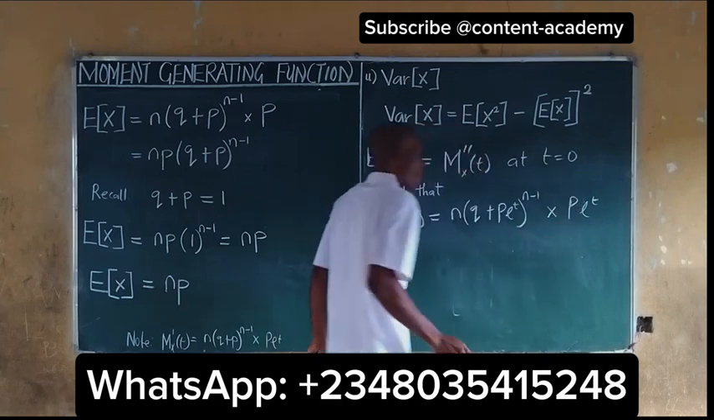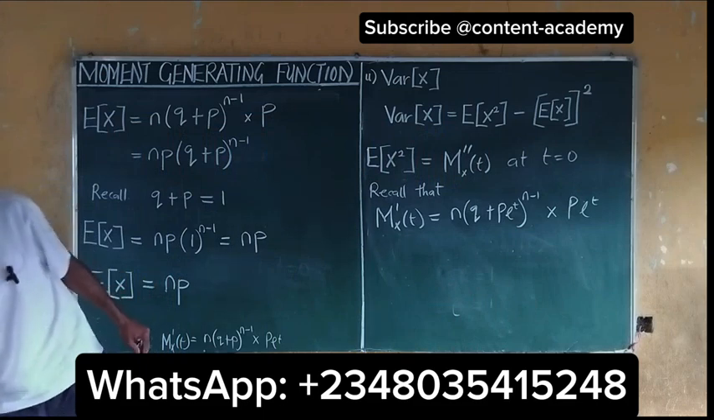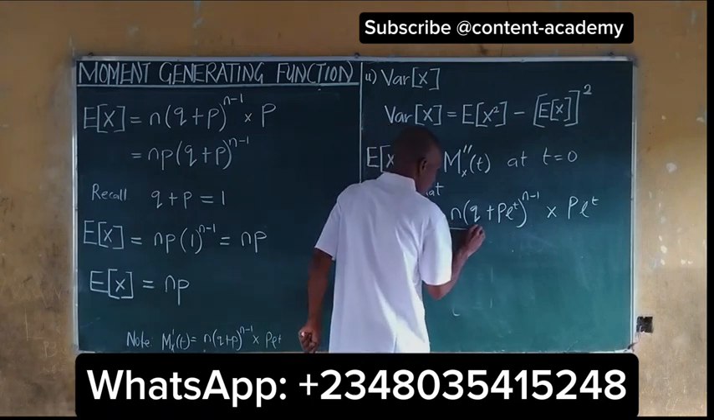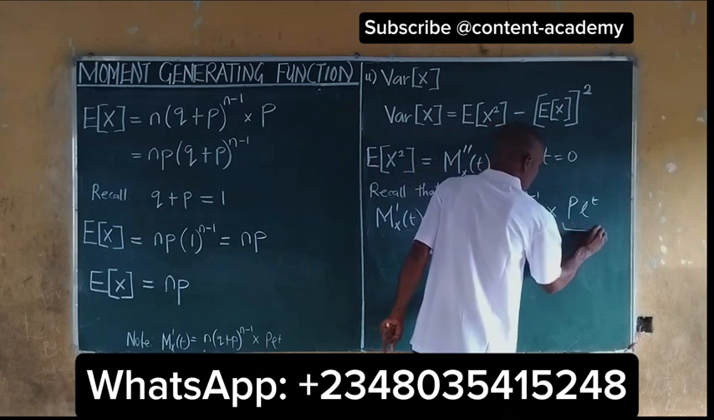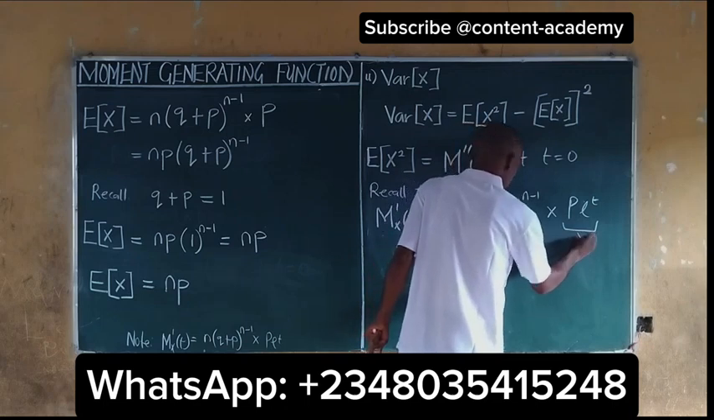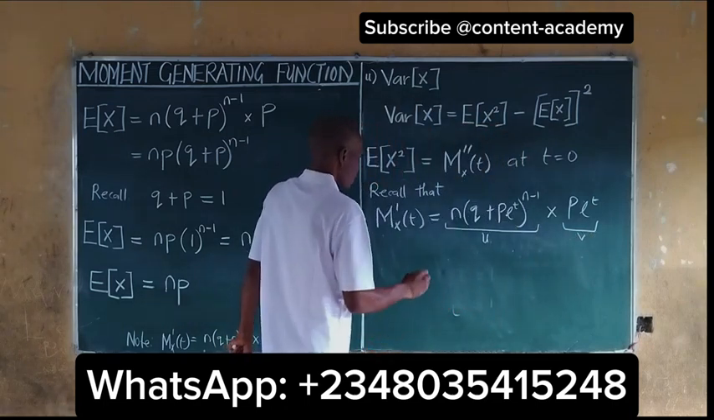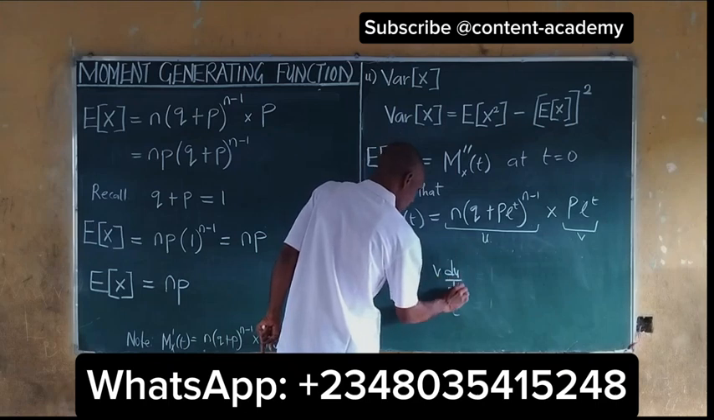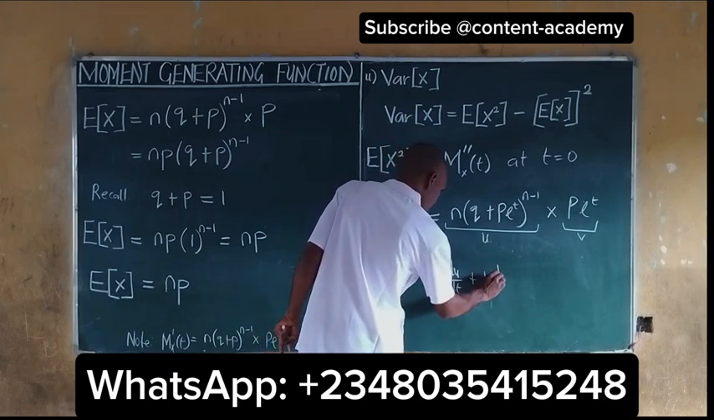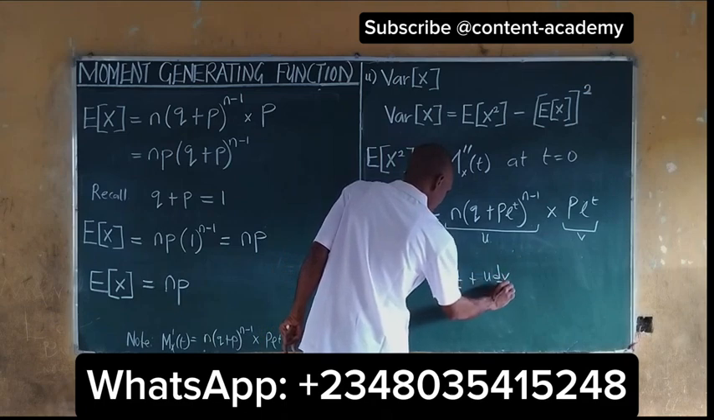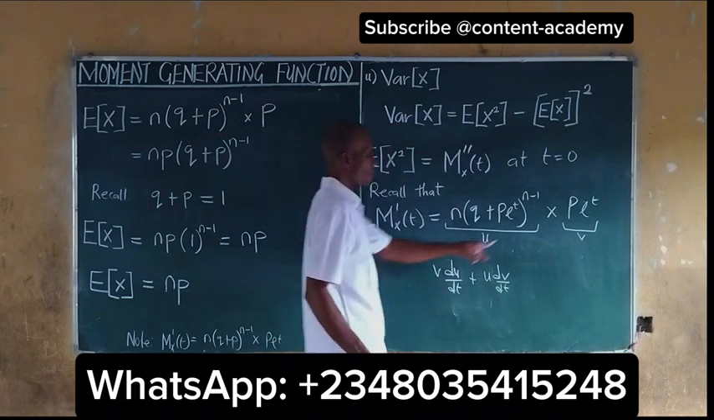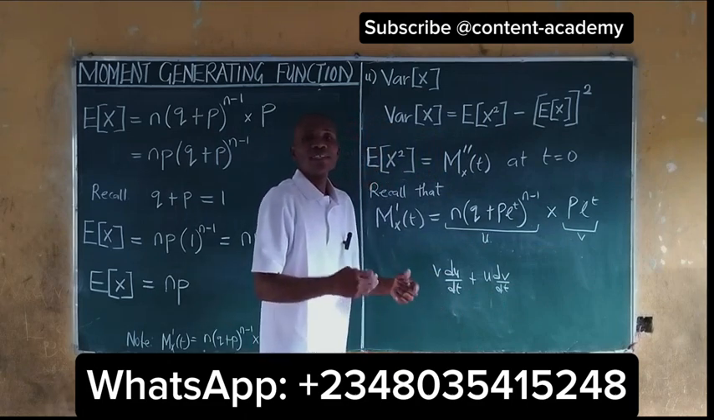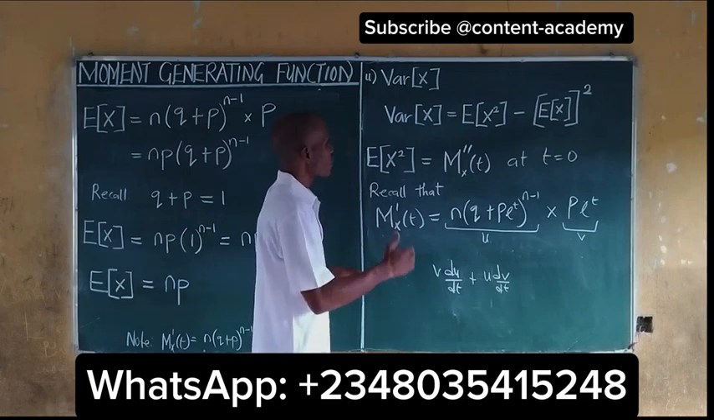Of course, from calculus, we know that we'll have to differentiate this a second time. What do we use in differentiating this the second time? It is what is called the product rule. So this will become our u, and this is our v. What does the product rule state? The product rule states that it is v du over dt plus u dv over dt. So this is what we'll do. Now we can differentiate it properly.